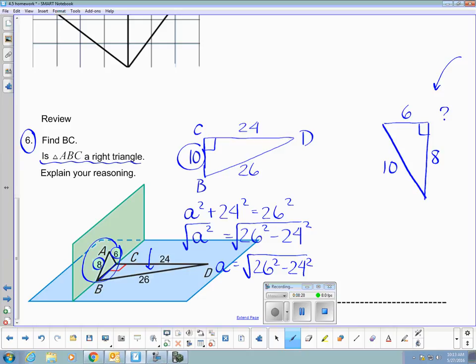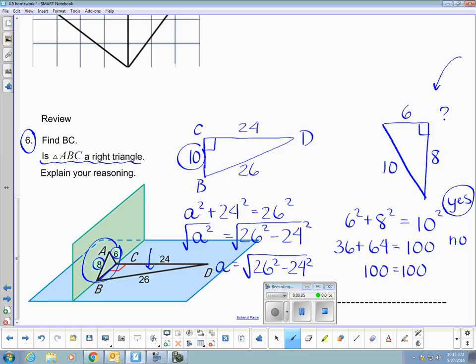So again, I'm going to use the converse of the Pythagorean theorem, which says if 6 squared plus 8 squared is exactly equal to 10 squared, then we're going to say yes, it is a right triangle. Or we're going to say no, it is not a right triangle. So 6 squared is 36, 8 squared is 64, 10 squared is 100, and 36 plus 64 does equal 100. So we're going to say yes, triangle ABC is a right triangle.